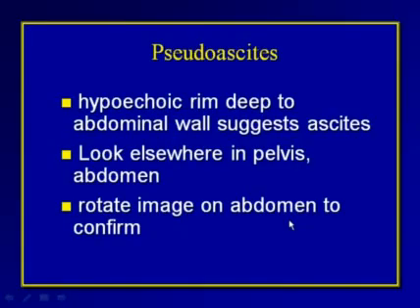Last case that I'm going to show is an example of pseudoascites. Pseudoascites is when ascites is mistakenly identified because the hypoechoic rim along the abdominal wall is mistakenly thought to represent ascites. If that is the only place where you see the ascites, you should think to yourself, maybe it's not real, start looking other places. It's particularly easy to see ascites in the fetal pelvis down by the bladder.